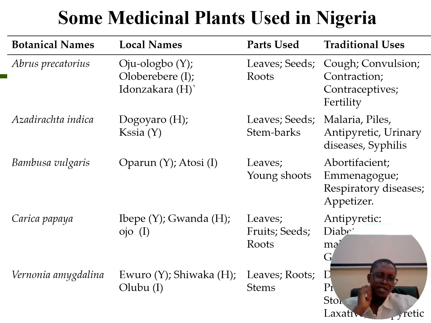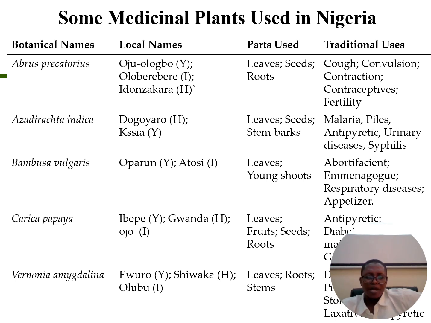And we have Azadirachta indica, which is called dogoyaro in Yoruba and in Hausa, and even Yoruba people call it dogoyaro, but it's called cassia by the local Yoruba people. The leaves, seeds, and stem barks are used in the treatment of malaria, piles, syphilis, and urinary diseases. We have Bambusa vulgaris, which is Oparun in Yoruba. This plant is used as an abortifacient, in respiratory disease, and as an appetizer.